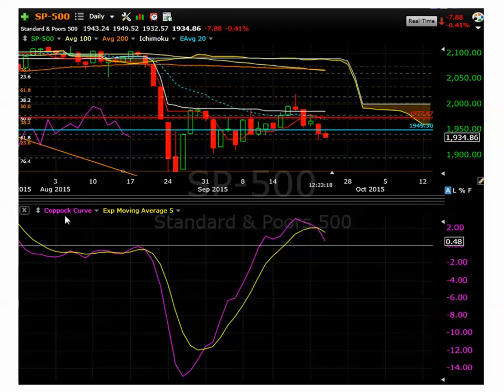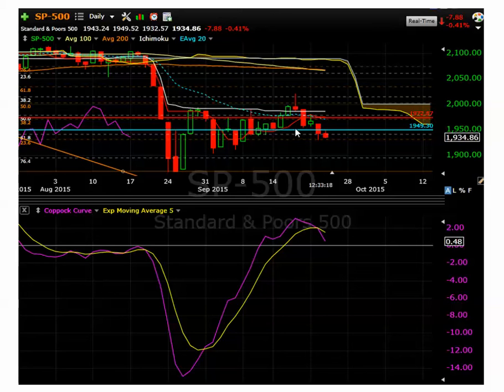But what I wanted to show you here on the Copic curve real quick: Copic curve measures rates of change depending on how you input your inputs for that. I have them set in a certain way. But one of the things that I pointed out to my members over the past week was the fact that we had this big move down in price, reflected here on that very steep rate of change crossover on Copic curve. And then we had this move back up, but this move back up on Copic curve is reflecting a big move up, yet price has not done that.